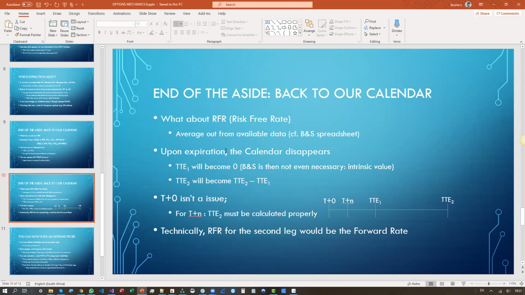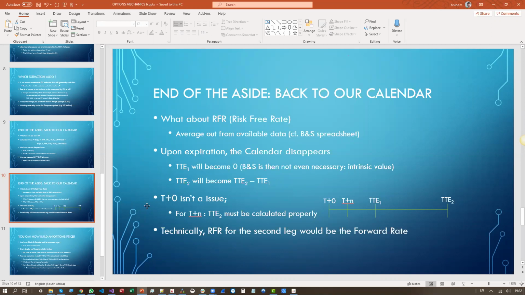So of course, upon expiration of the first leg, I assume it's a short, long calendar, so short the first expiration and long the second one, so TTE1 will be 0. Black-Scholes is easy to calculate; it's only the intrinsic value of your first option. And the time to expiry for the second option, the long leg here, as from now, will be TTE2 minus TTE1. So it's supposed to be simple.